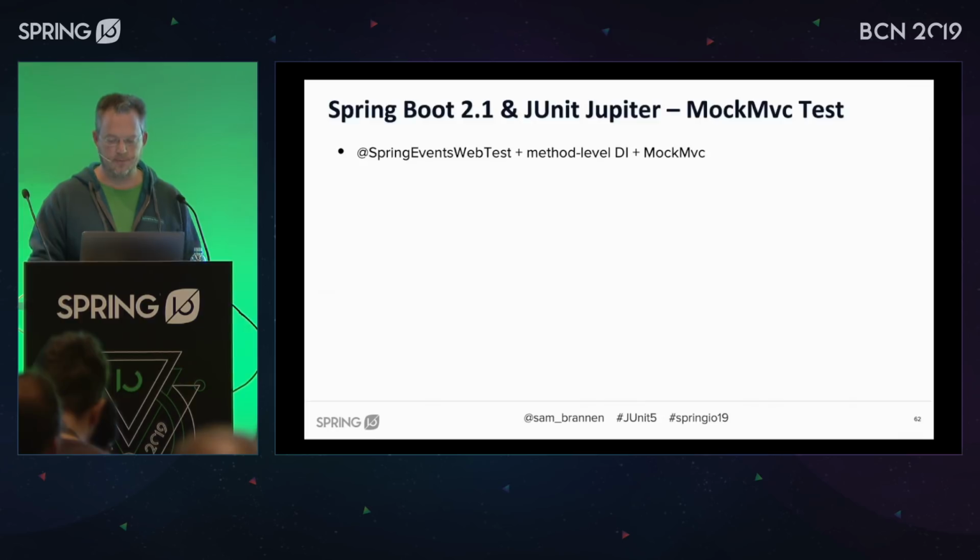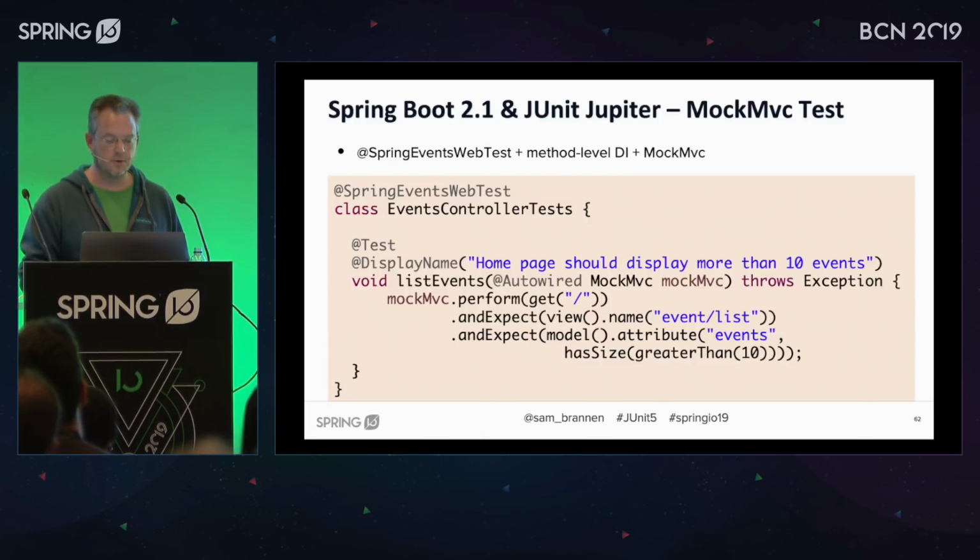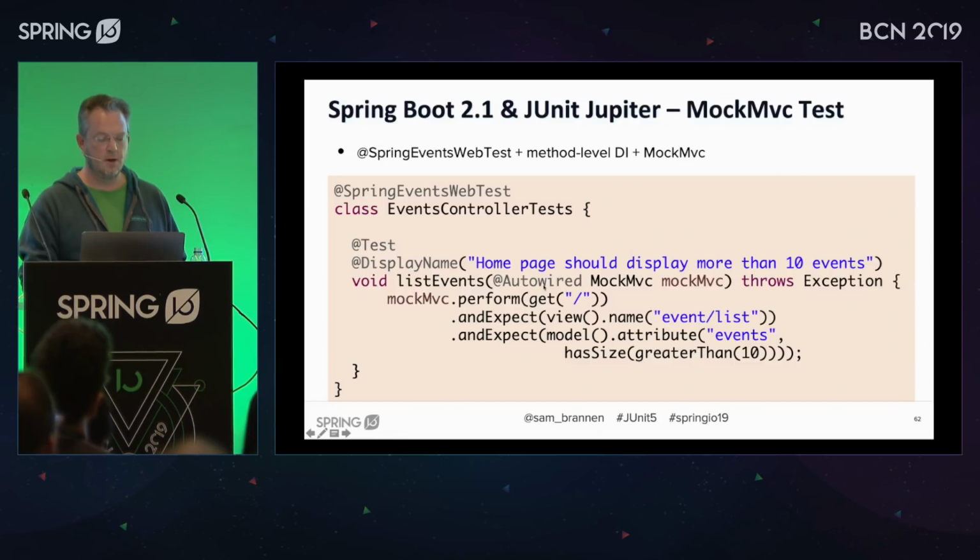I have a sample application called Spring Events, and this is just for testing the web tier in that. As an example, I wanted to show this method-level dependency injection from Spring and this MockMvc that's getting auto configured for us from Spring Boot. So I can just say @SpringEventsWebTests on various controller tests in my project, optionally use a custom display name, here list events, and I'm saying @Autowired MockMvc. So that gets injected and I can just use it locally.